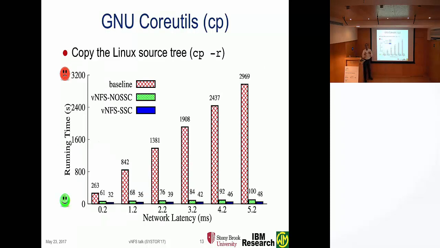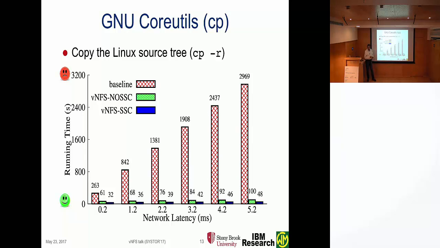This is recursively copying, or GNU cp -R. So first, what are we seeing here? The y-axis has the running time, higher is worse, in seconds. The x-axis has the latency of the experiment, where this is basically the baseline, the fastest we can go, and we go up to 5.2 milliseconds.